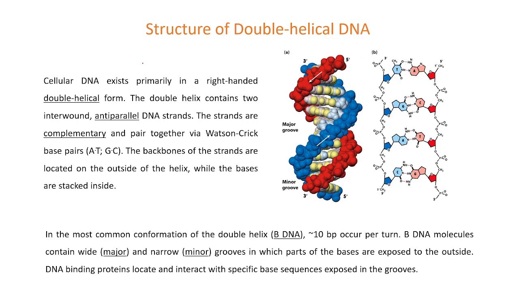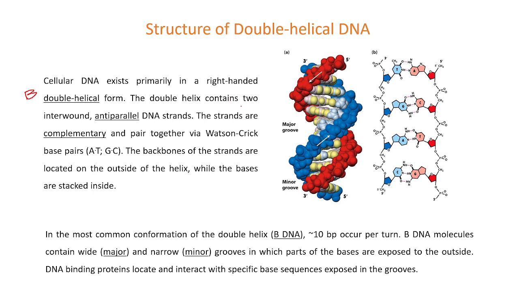Now coming to the structure of the double helical DNA. The cellular DNA exists mostly in the right-handed double helical form, that is B DNA. So this is the B type of DNA, which is mostly found.